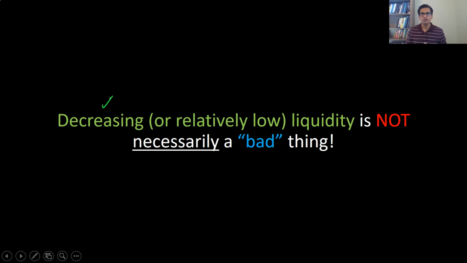So this is all that I wanted to say on liquidity ratios. In forthcoming videos, we're going to talk about some other ratios that you can calculate to assess the financial health of a company.